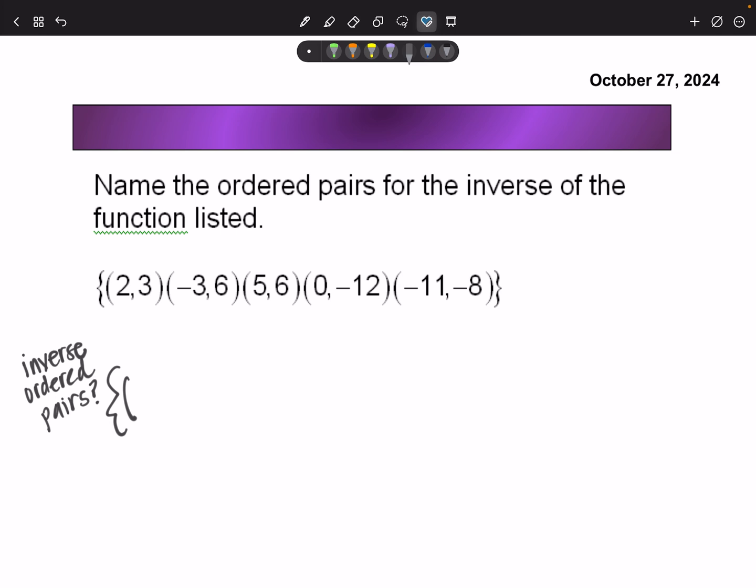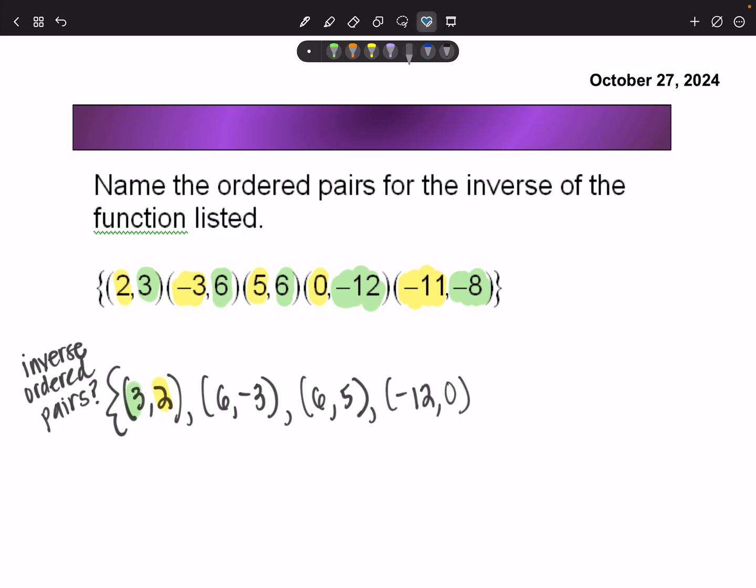Okay, hopefully you've thought about it. (2, 3) would become (3, 2). So your x becomes a y, and the y becomes an x. All the inputs would become the outputs, and all the outputs would become the inputs. So (3, 2), the next one would become (6, negative 3). The next one would be (6, 5), (negative 12, 0), and (negative 8, negative 11).